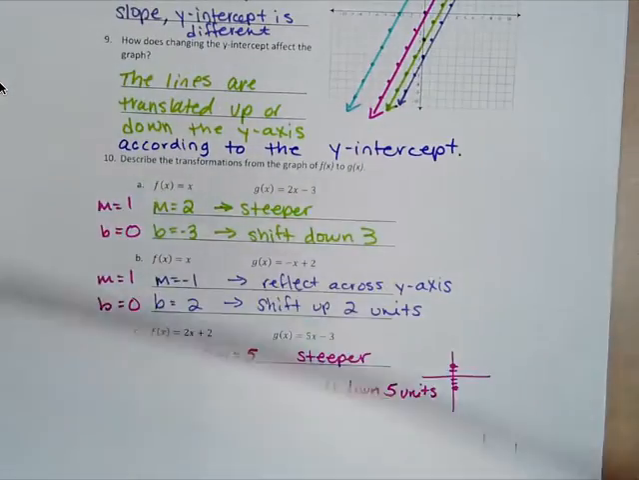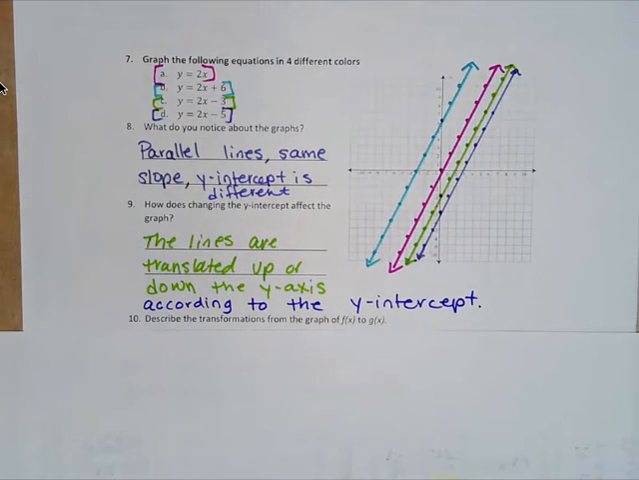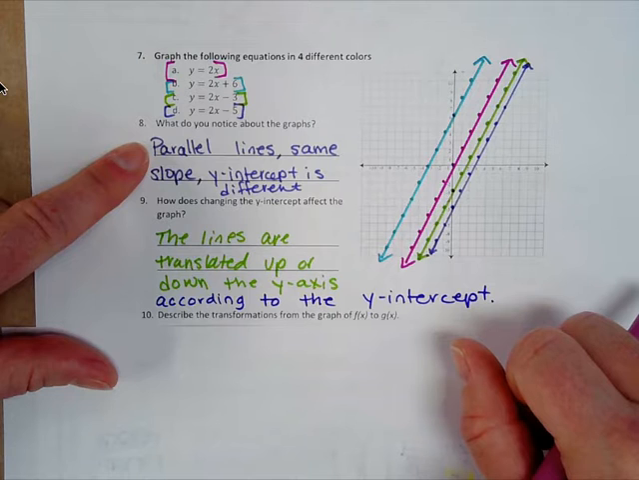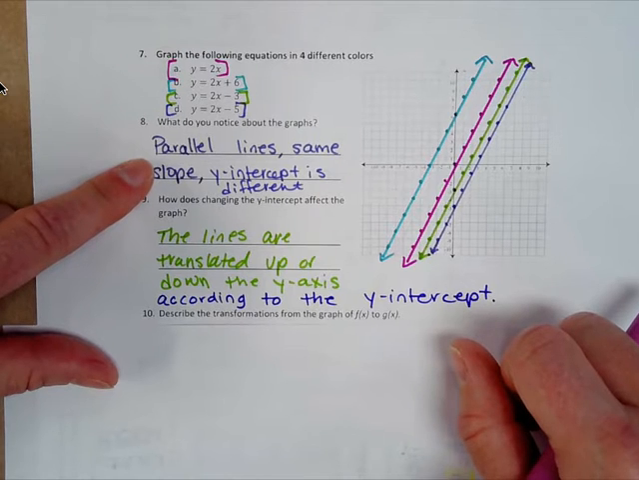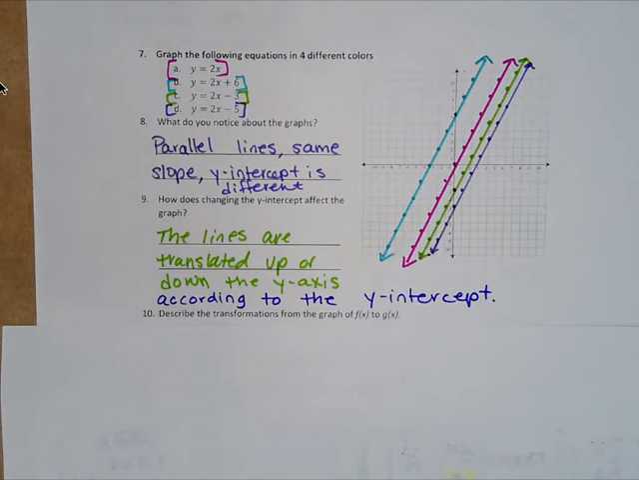Okay, let's look at the next one. Number 7, when you graph these lines, which remember I have a different graph on there, so it's going to look a little different. But if we look at these lines, see how they are parallel to each other? They never intersect. They have the same slope, but the Y-intercept is different. Make sure you're adding these things to your paper. So parallel, same slope, Y-intercept is different.